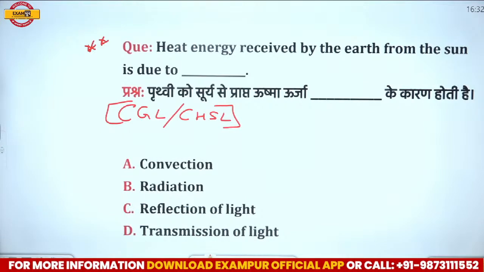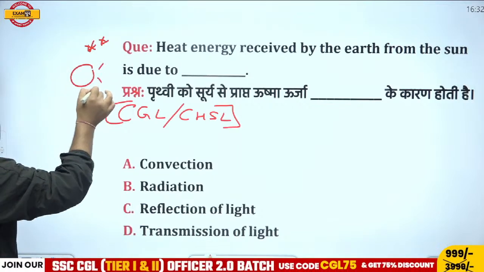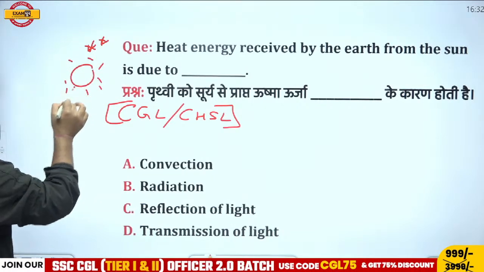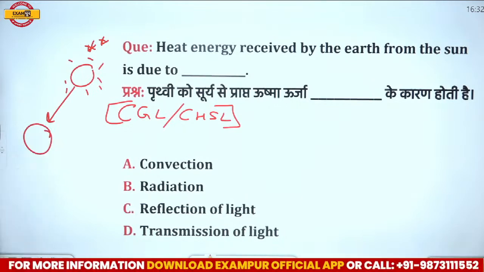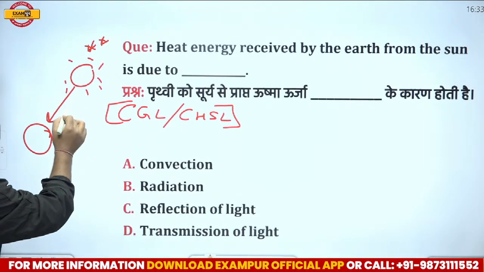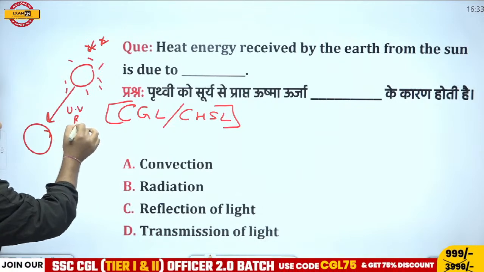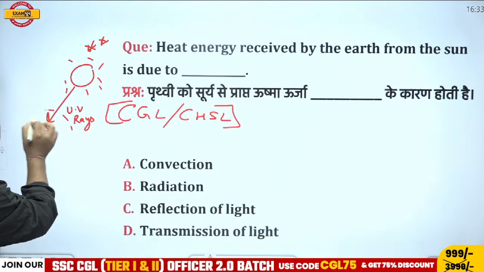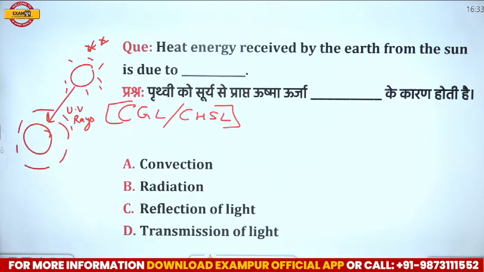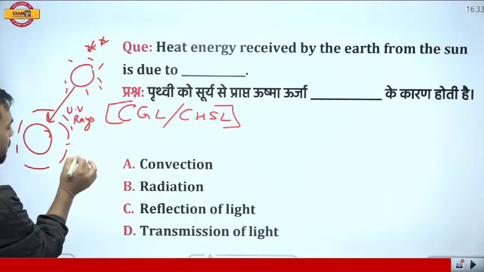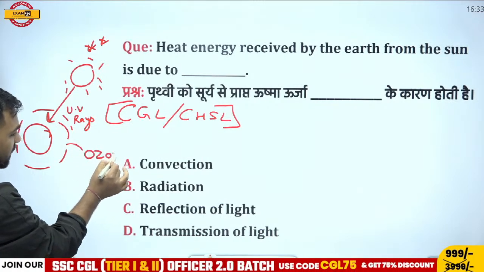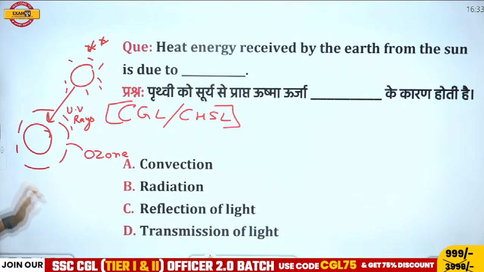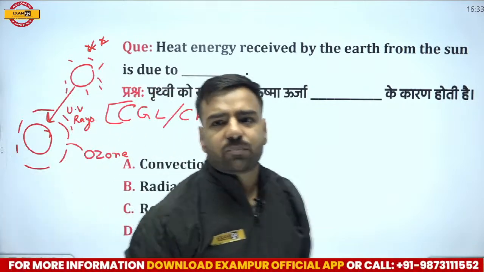Now, just think. When we are talking about the sun, this heat energy is received by earth. Now what is going to happen? If I talk about this heat part, along with that UV rays are also coming. And in order to check the passage of these UV rays, we have ozone here. So there are several questions which can be discussed here. So let's go with the 360 degree postmortem here.